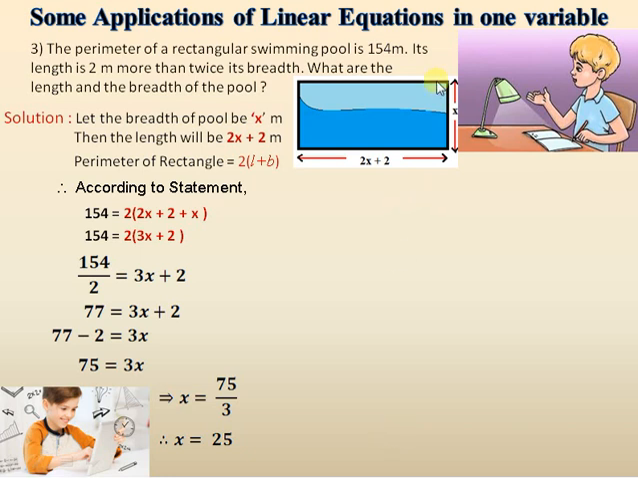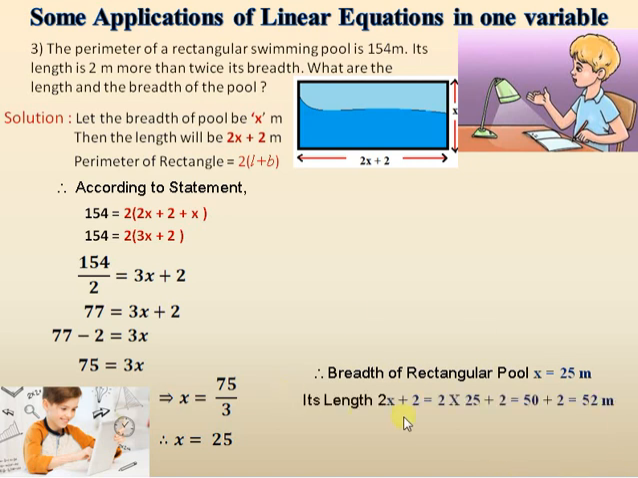Means the breadth of the rectangular swimming pool is 25 meters, and then the length will be 2x plus 2, which is 2 into 25 plus 2. 2 twenty-fives are 50, plus 2 is 52 meters. This is how linear equations in one variable play an important role in our daily life. There are so many more problems here. Let us discuss them in the coming days.